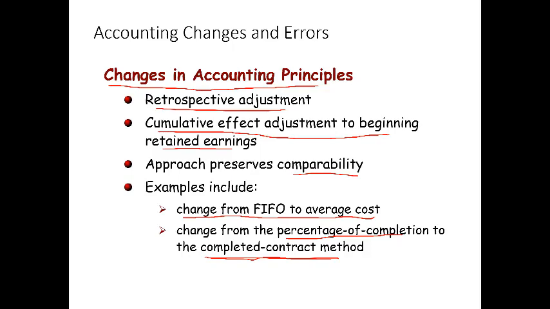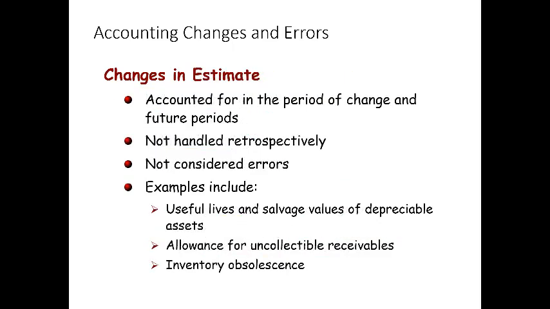There's another thing where companies might switch from one accounting principle, one accounting choice, to another. And if you change that method of accounting, you're going to go back and make a retrospective adjustment where the cumulative effect is an adjustment to beginning retained earnings. So that's a change in accounting principle. And again, to highlight, change in estimate is totally different. You're going to account for a change in estimate in the period of the change and in future periods.